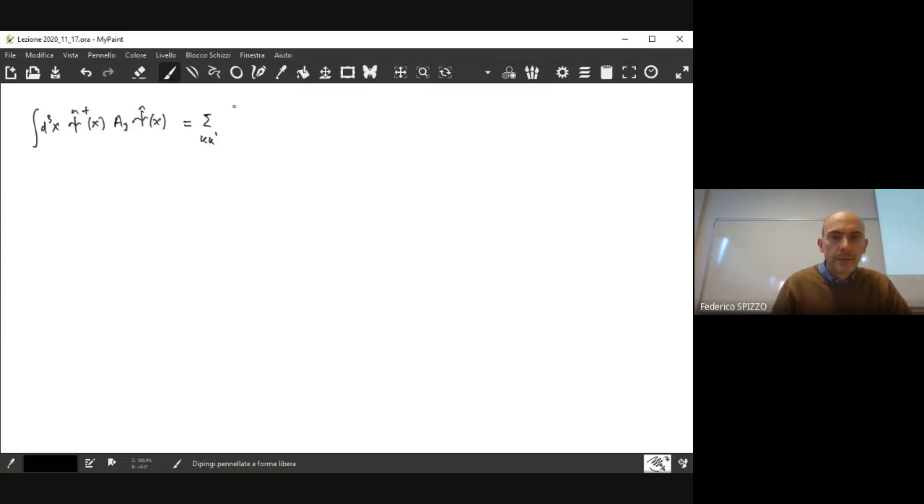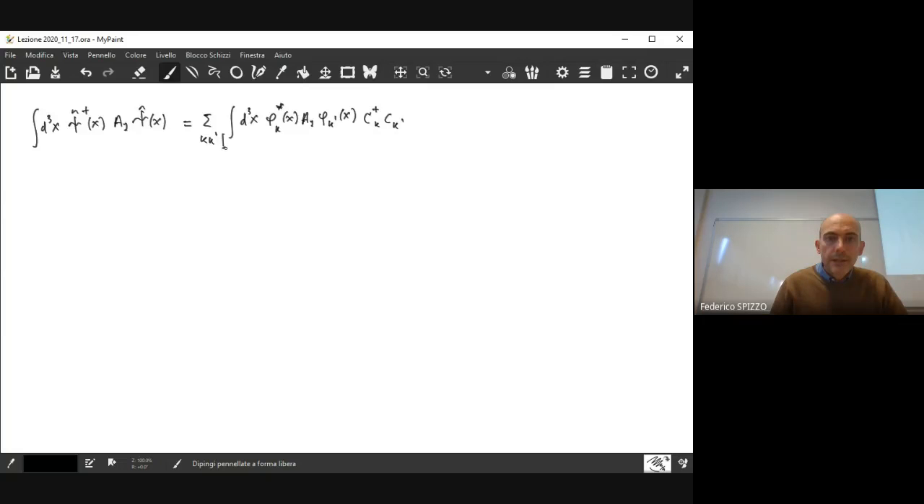over k and k prime. We have the integral d3x, then we have phi k conjugated in position x. Now I keep all the numbers and all the wave functions on one side, and I put the operators on the other side. So here I have the one-body operator, and then I have phi k prime evaluated in position x, and then I have c cross k c k prime.